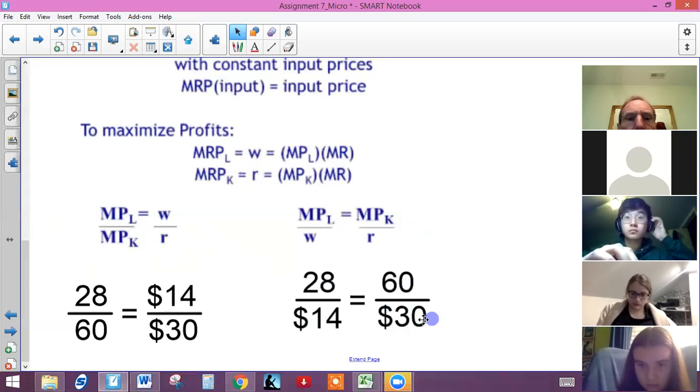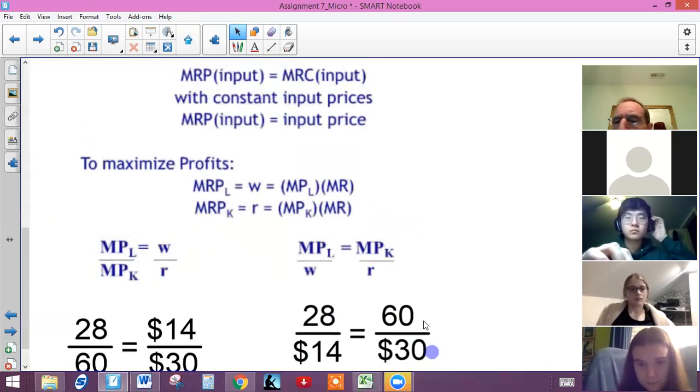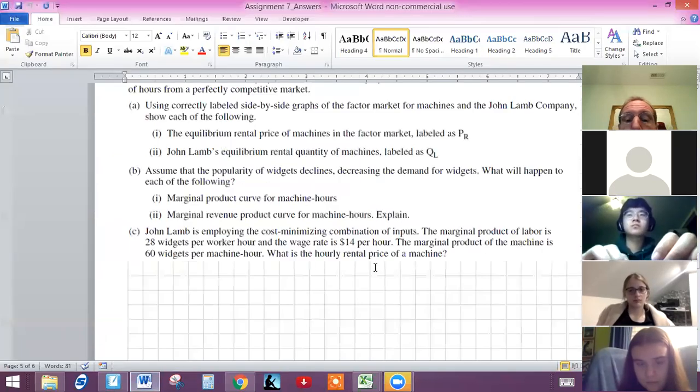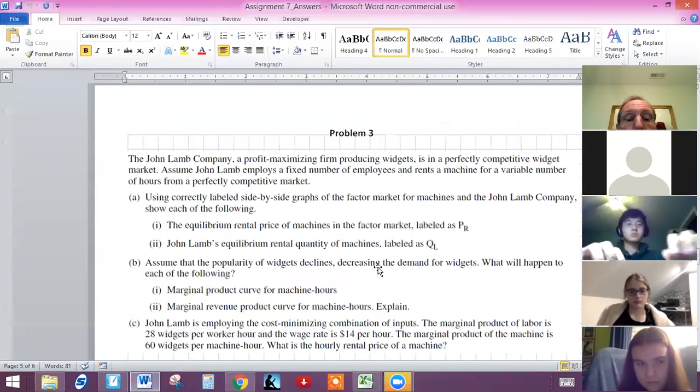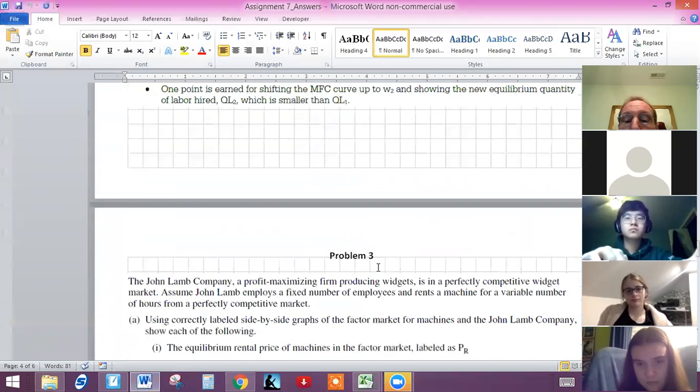Does everybody understand how that works? It's not that hard. Just make sure you have the ratio right. And that is your 3 problems for perfect competition.